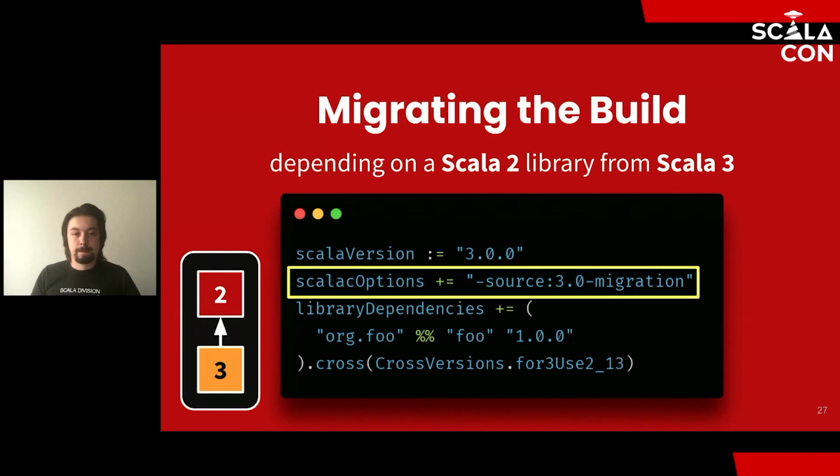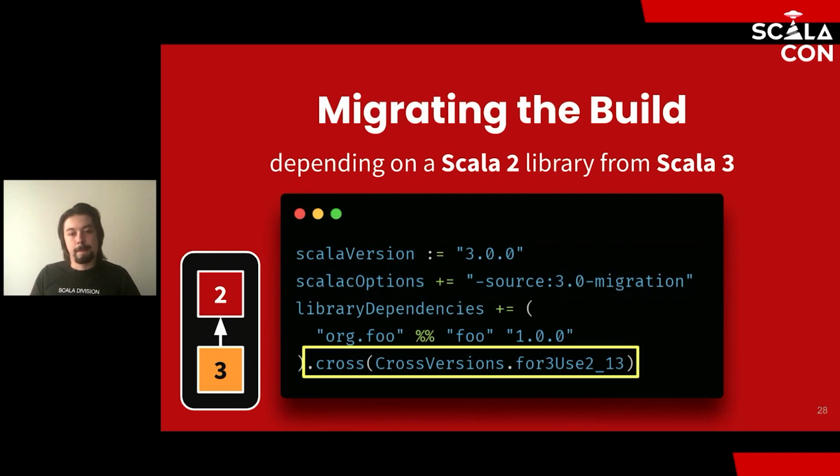Essentially, all you have to do is add a Scala compiler option to say that you're migrating your source code, using the option -source 3.0-migration, and what that does is reuse some Scala 2 language constructs that are removed in Scala 3. So it basically allows you to use the old keywords that are now forbidden, but in Scala 3. And then in order to use the Scala 2.13 version of a dependency, similarly use this cross-version syntax, but instead you say for3Use2_13.